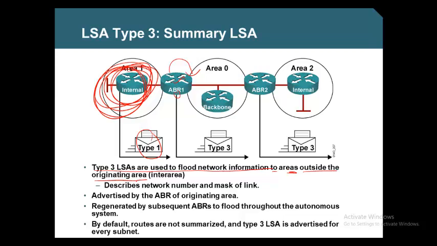You see, this area 1 information even reaches area 2 as what? Type 3. Area 0 as what? Type 3. So what happens? This ABR takes the info, converts it to type 3 and sends it to area 0. And now this ABR takes that type 3, along with the type 1 of this local area, converts it to type 3 and sends it to area 2. See, I'm trying to make something clear here. Please try understanding.